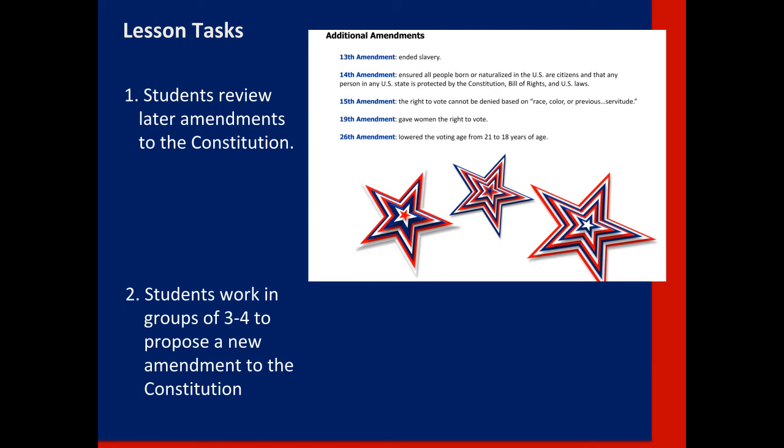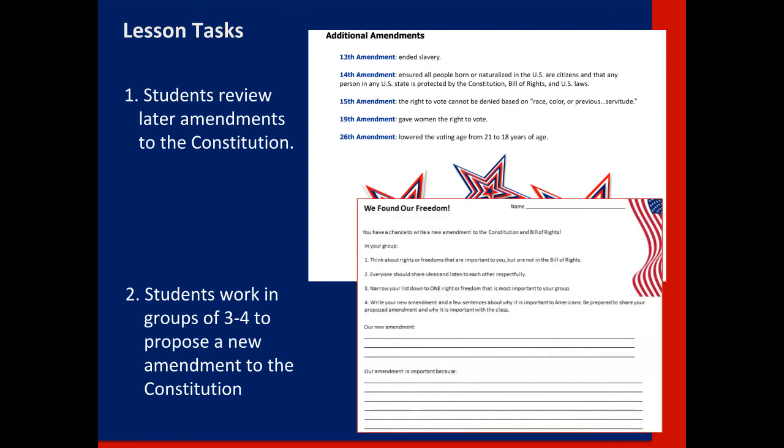And then the next task, students work in groups of 3 to 4, and they are going to come up with their own amendment to the Constitution. So in here, students up to this point, looking at the primary sources and working in pairs, now the pairs can form groups of 4, some of them might be groups of 3, depending.